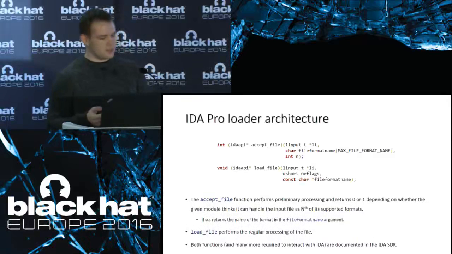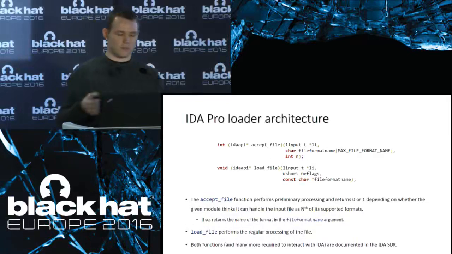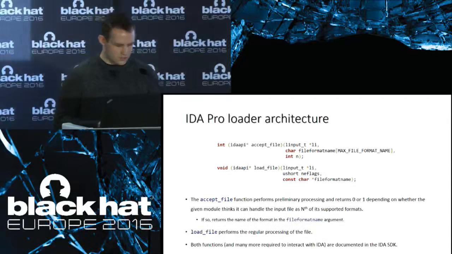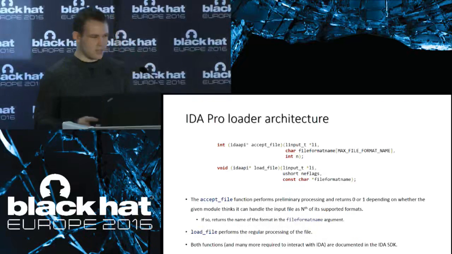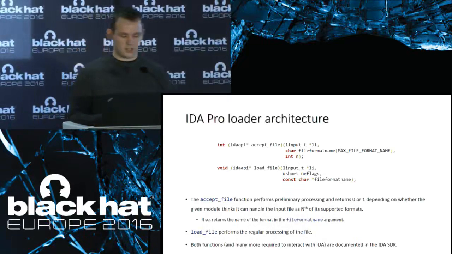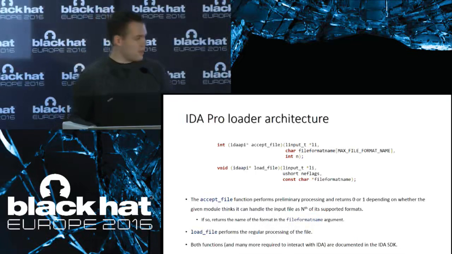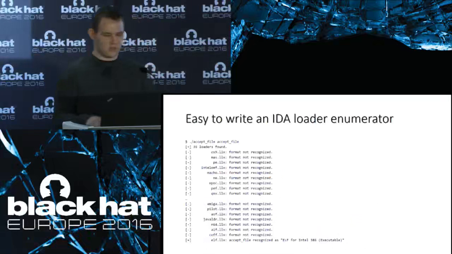accept_file is basically the function which performs some very preliminary processing, and it returns 0 or 1 depending on whether IDA can actually handle this file or not. load_file is the more complicated function which actually takes care of the regular processing of the file when you decide to load the file. And as I said, both functions are very well documented, and this is very convenient for us.